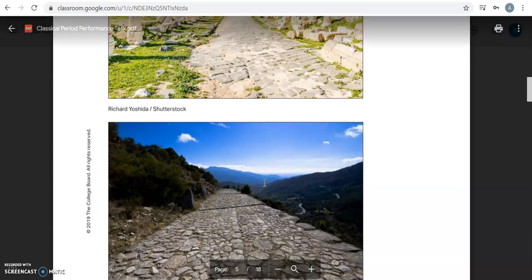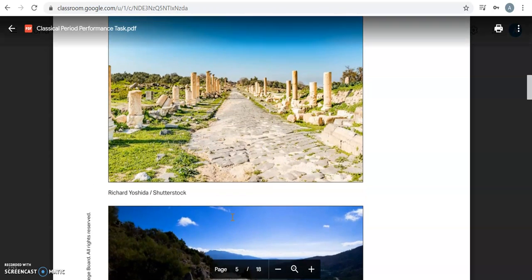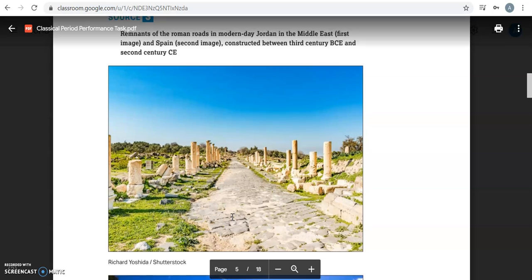Okay, so they're well taken care of. You can see right there, there's like this slit running through the road, perhaps some kind of drainage ravine for rainwater to flow out through, so it doesn't damage the road or erode the road too much.